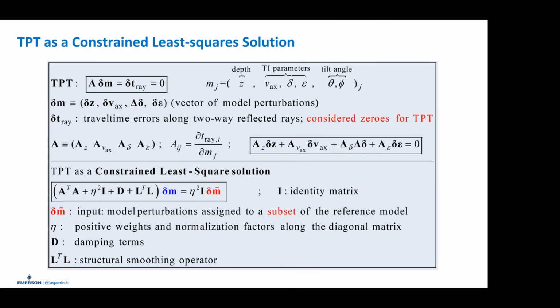If we take here, for example, the case of transverse isotropy with tilted axis of symmetry, what we call TTI, the model parameters that we have can be the depth horizons. We can define the model as what we call model-based or structural-based representation, and we also support the grid-based representation.